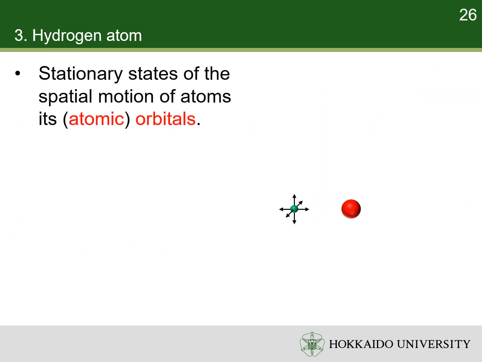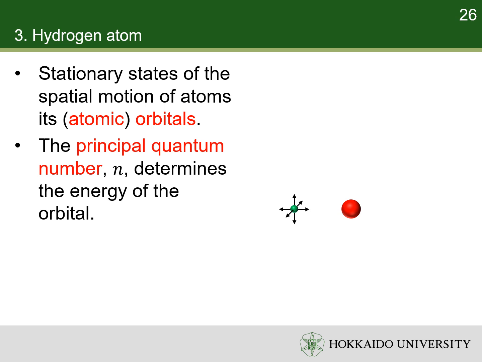The stationary states of the spatial motion of an electron in an atom are called the atomic orbitals. Since hydrogen atom lives in three-dimensional space, there are three quantum numbers corresponding to an orbital. The principal quantum number, n, describes the energy level. They can take only positive integer values. The energy of an orbital is given by the same equation as the Bohr model.